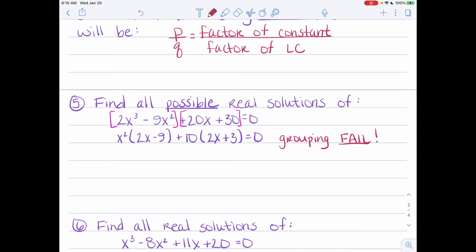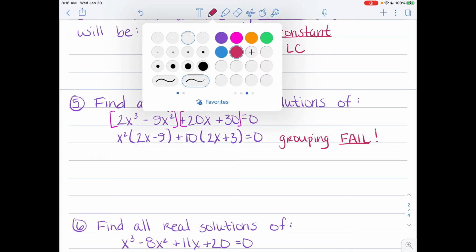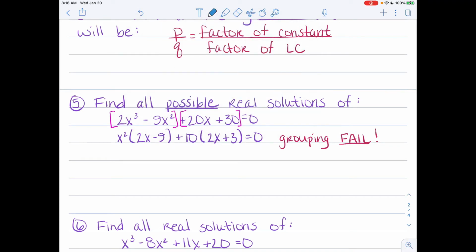So let's think about our constant. Our constant in this case is 30. So my p is equal to 30. And now I want to think of all of the factors of 30. So I have 1 and 30, 2 and 15, 3 and 10, and 5 and 6. My q is my lead coefficient. Well, my lead coefficient is 2, so my q value is equal to 2, and the factors of 2 are 1 and 2.